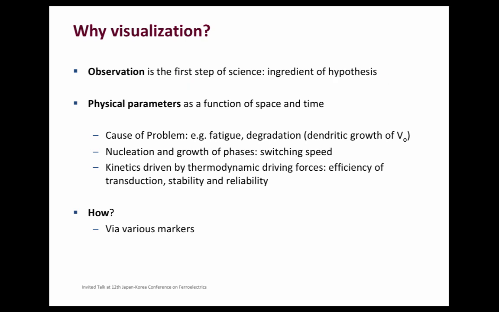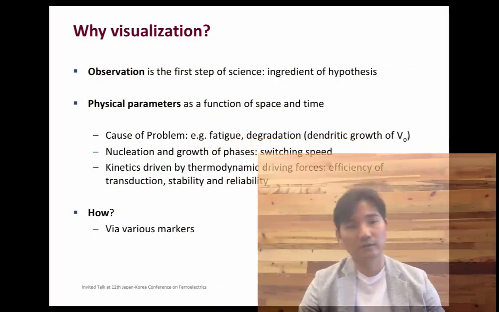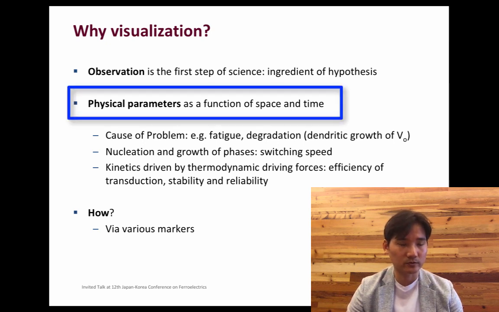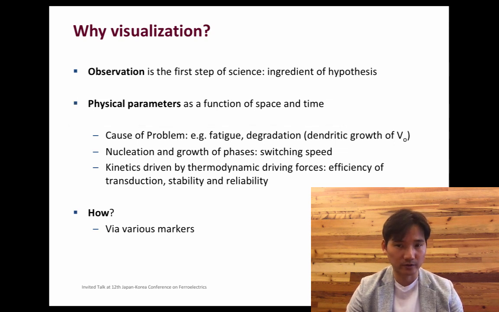So the scientific method is really converging your hypothesis until you validate the hypothesis using experiments. And here experiments always include measurement, and measurement includes observation. Now you will ask me, for example, then what do you observe? So here I would like to claim that we observe physical parameters as a function of space and time. So that could be fields, and that could be order parameters.